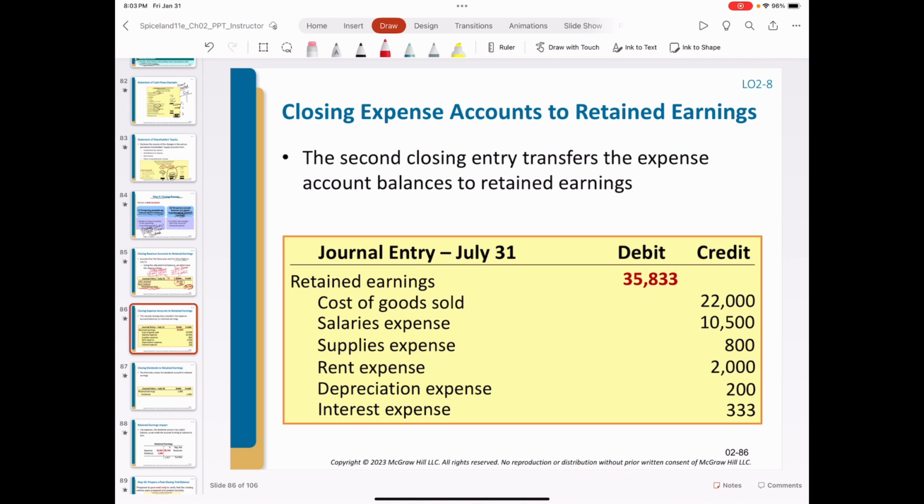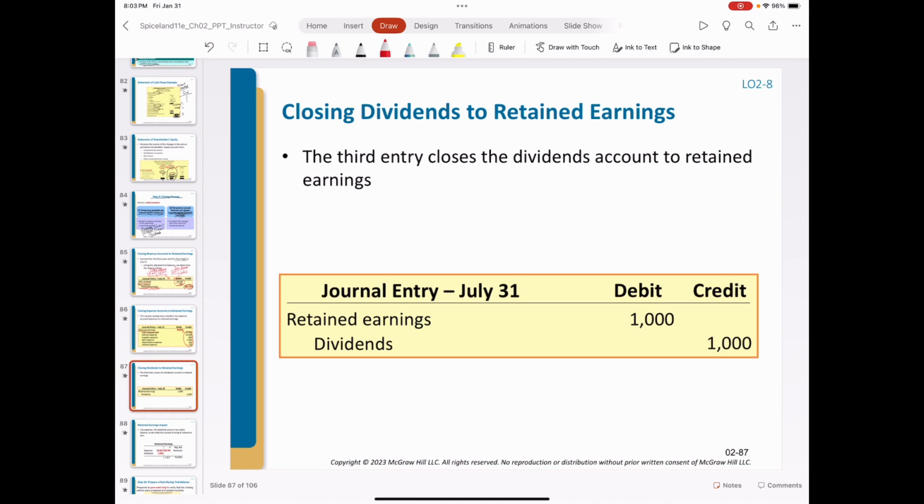We do a similar process for the expenses. They all have a debit balance in the T accounts. Now we credit the same amount. Then their balances are closed to 0. And the sum of them will move to retained earnings. Retained earnings, debit. Dividends had a debit balance of 1,000. Now we credit dividends. The dividend balance will be 0. And the debit balance of dividends now moves to retained earnings.